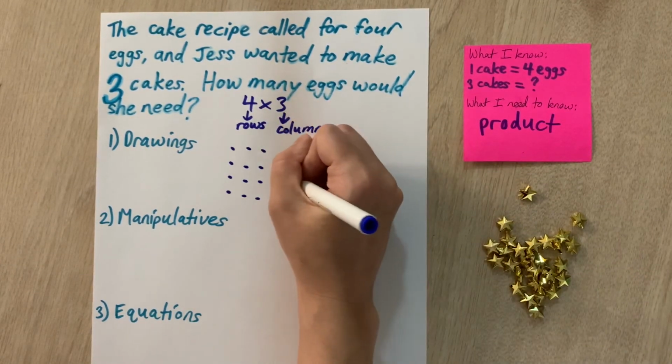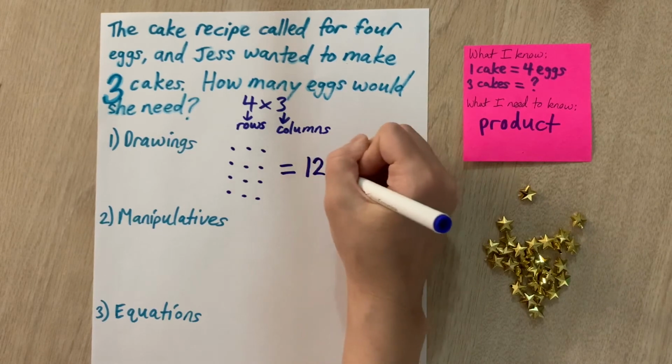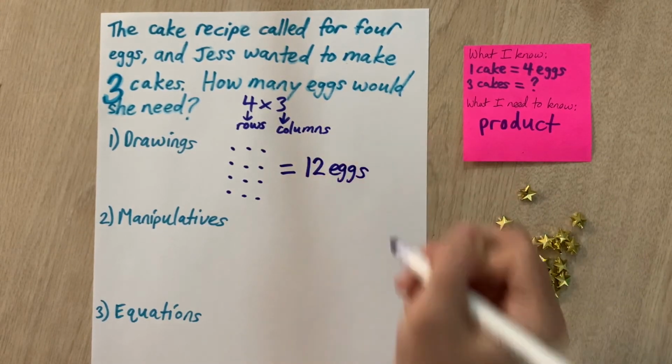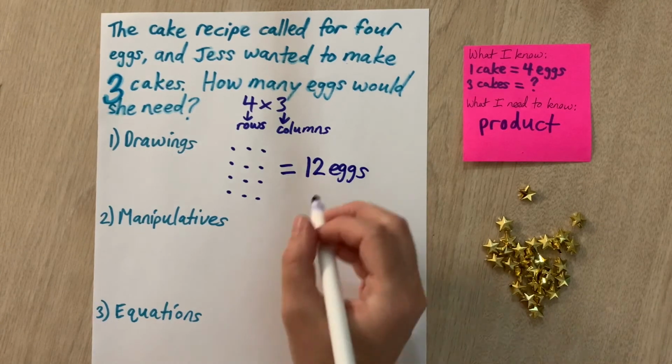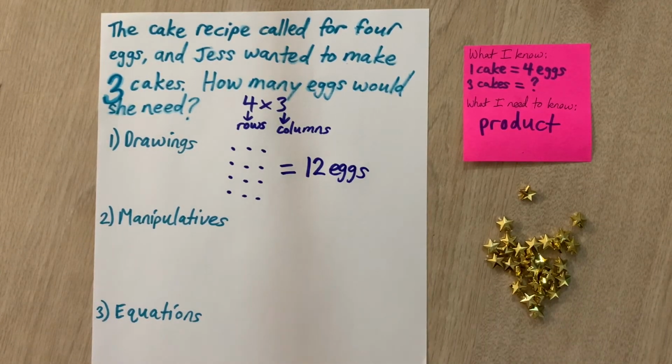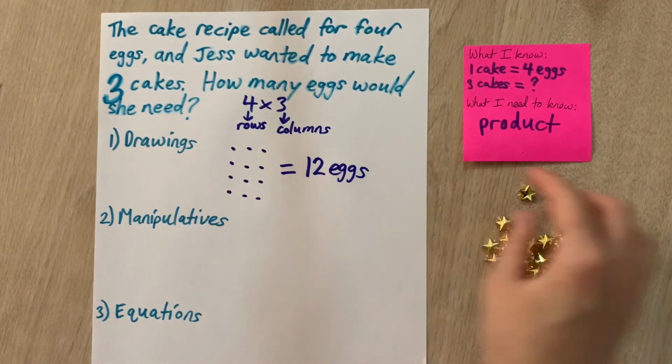So I'm going to write an equal sign and then 12 eggs. We figured out by drawing the dots that she'll need 12 eggs. So 4 rows by 3 columns is 12 eggs. So now we're going to follow the same process using our second strategy of manipulatives. So we need 4 rows by 3 columns.